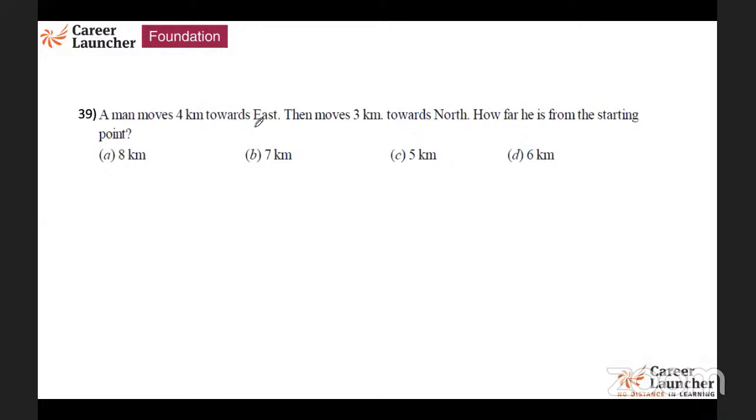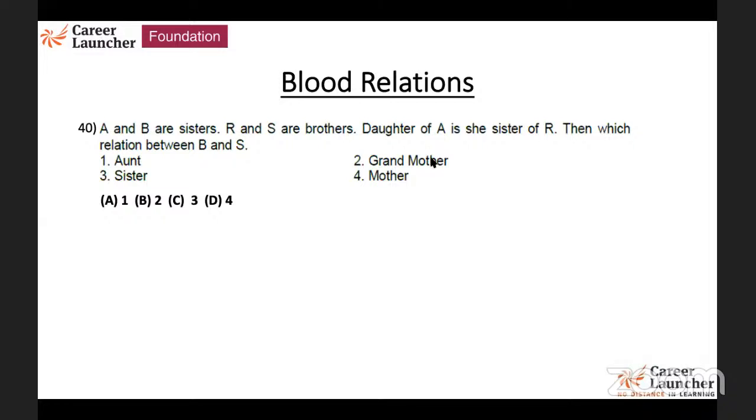This is very silly. A man moves 4 kilometers east, then moves 4 north, therefore it will be 5 kilometers. I don't even want to solve this. Now blood relations. I'll give you the first one as a poll. Solve this.